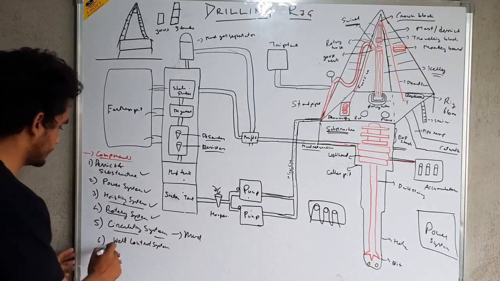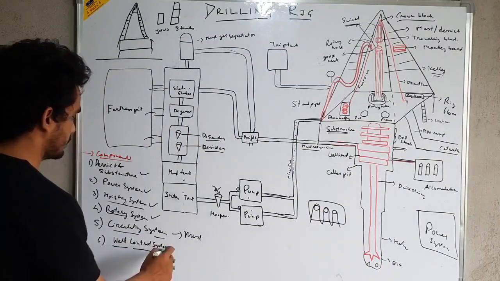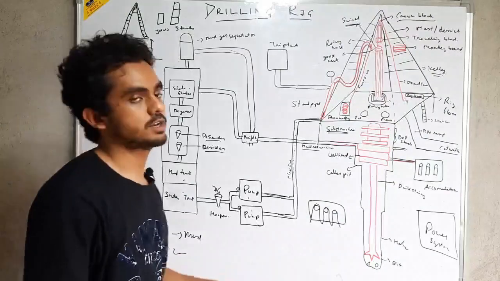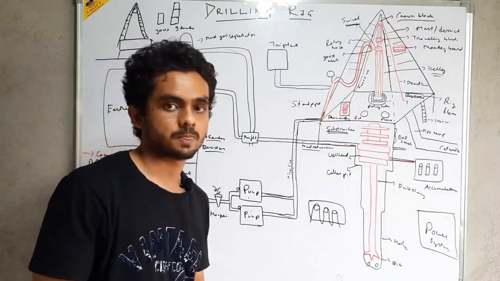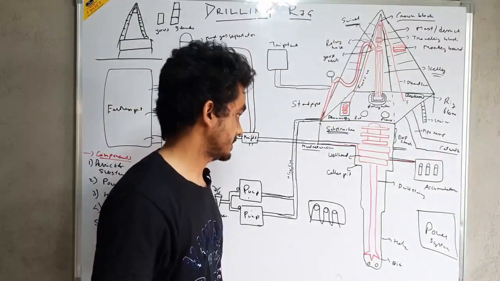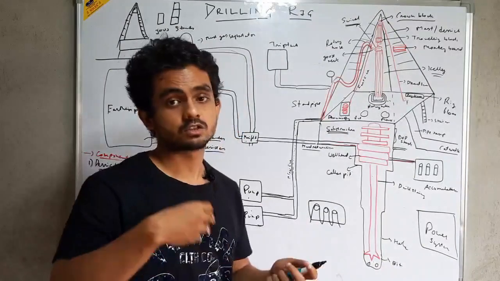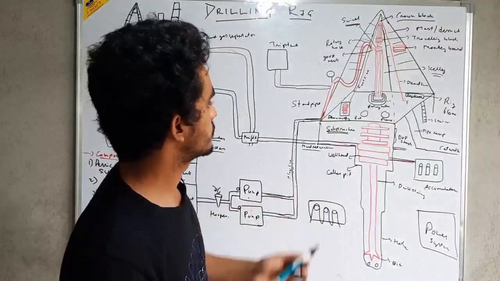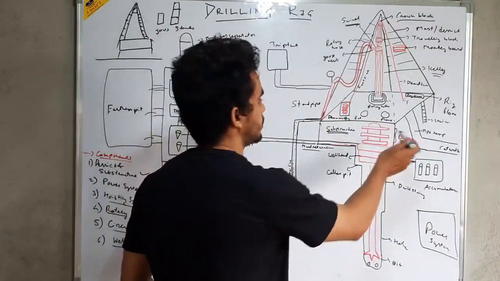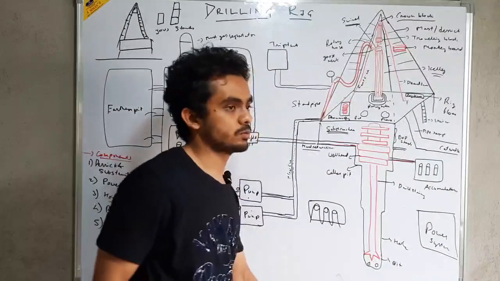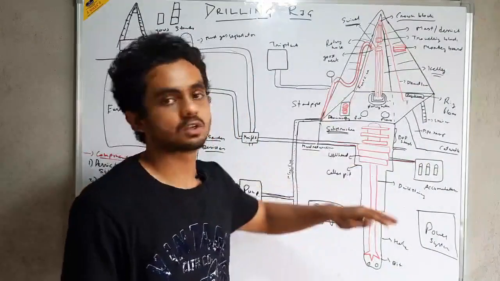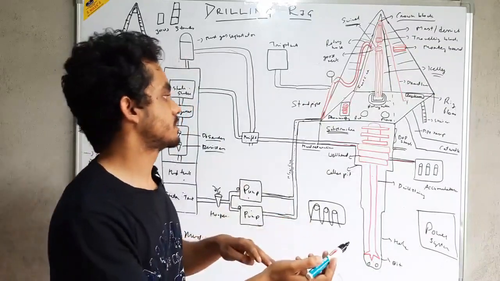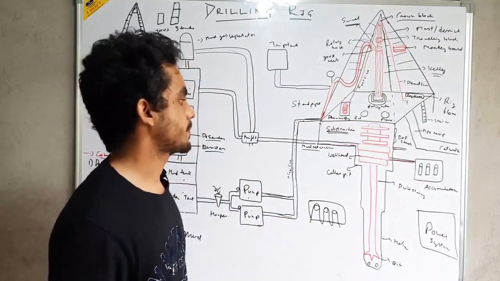Then finally comes our well control system. As you know, while drilling a well we can encounter some kicks. So that those kicks do not turn into a blowout, we have our well control system. The well control system is a combination of BOPs. When the time comes, these BOPs can close the well so that the kick that we have encountered does not reach the surface and does not turn into a blowout.